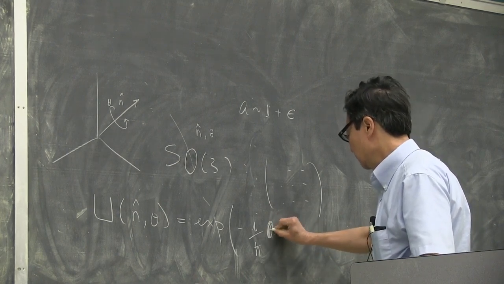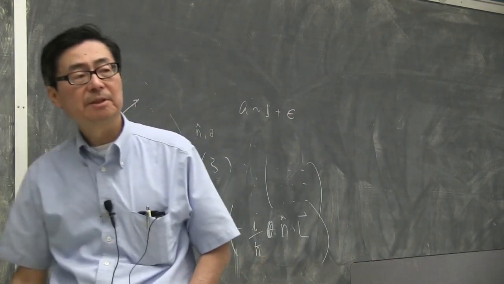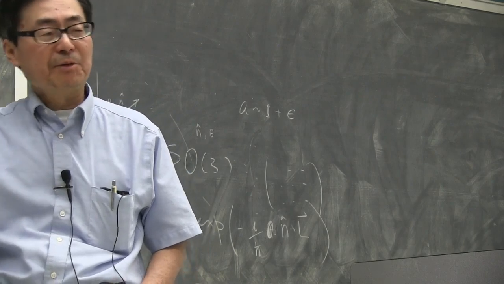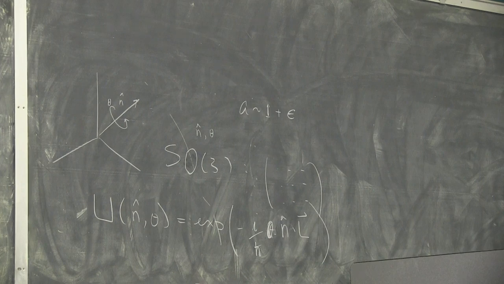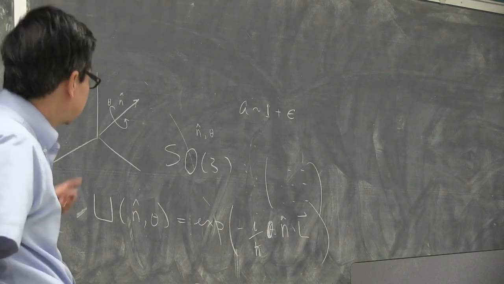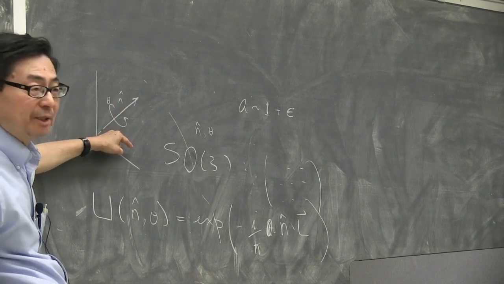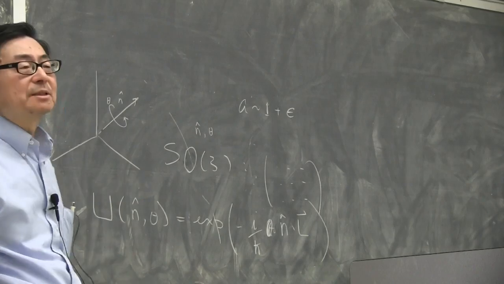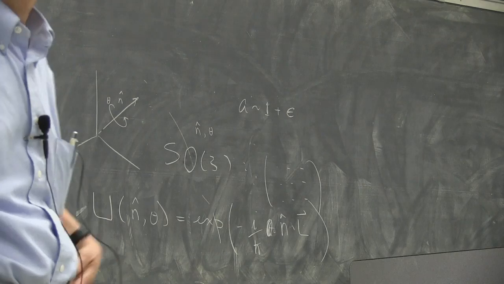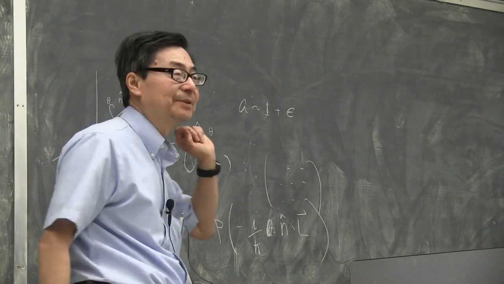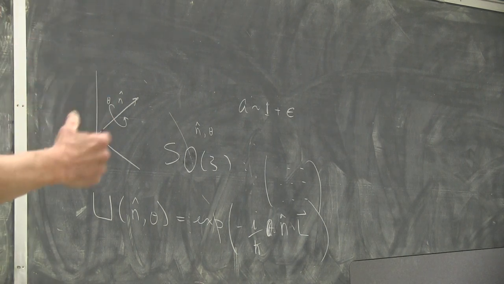For the case of rotation, it's theta n dot L, where the L vector is the three components of the angular momentum operator in quantum mechanics. You can think of this as theta times the component of the unit vector n along the first direction times Lx, plus the component of n along the y direction times Ly, plus the component of n along the z direction times Lz. This is what is meant by n dot L in 3 dimensions.